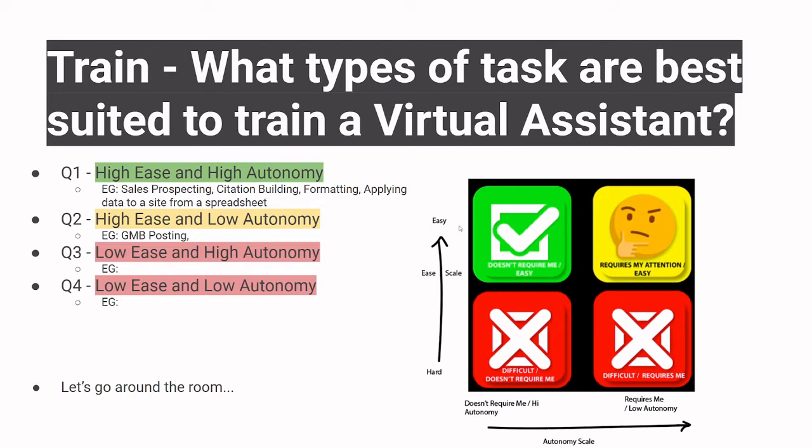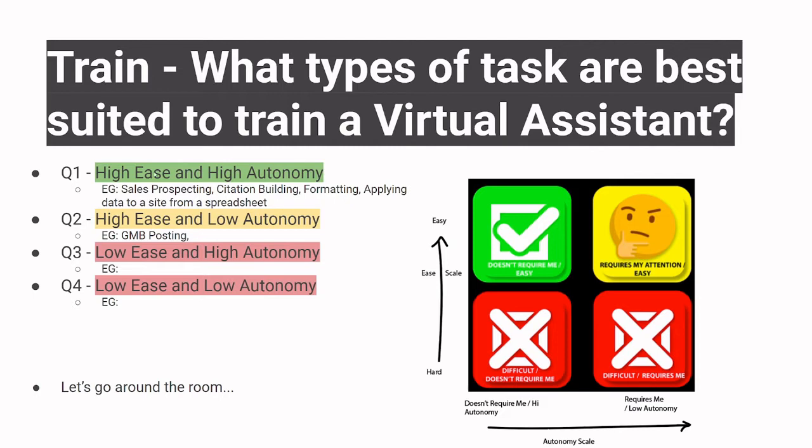The tasks that are super well suited to virtual assistants. This is my own diagram, by the way. This is me trying to create a way to figure out if I can train somebody on something. But the best ones in this quadrant here are high ease and high autonomy, which means they're not difficult. And it doesn't require Phil or Jacob or Ekaterina to do it specifically. It's not tied to Phil. It's not tied to any one of us. And anybody can do it within our business.